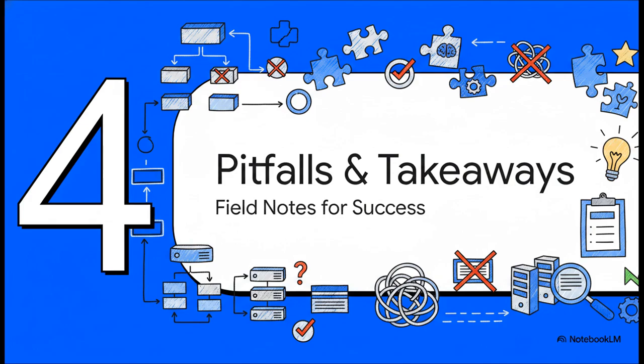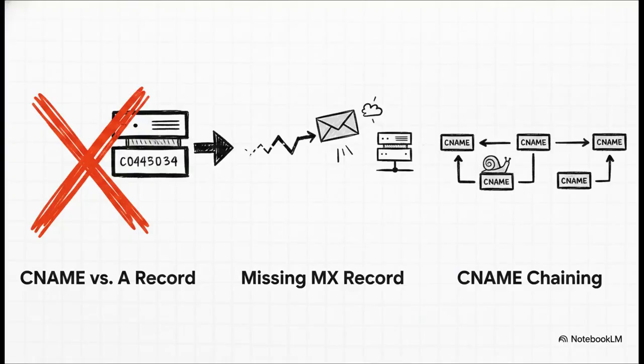Knowing what these records are is one thing, but actually using them without causing a headache is another. So to wrap things up, let's quickly go over a few common mistakes people make so you can avoid them. All right, here are 3 big ones. First, mixing up CNAMEs and A records. Just remember, a CNAME has to point to another name, never to an IP address.